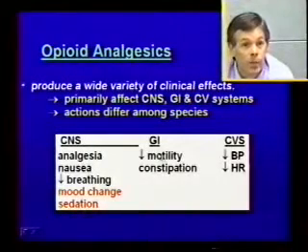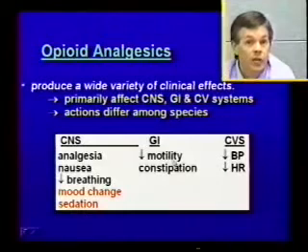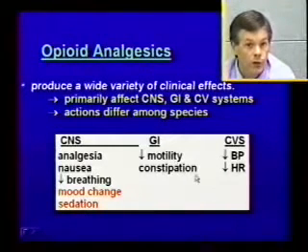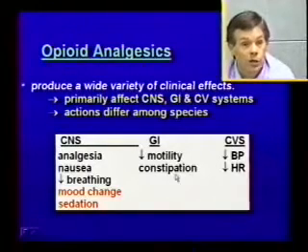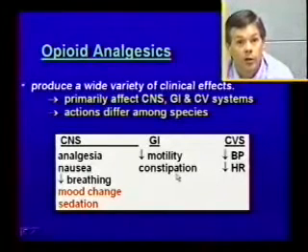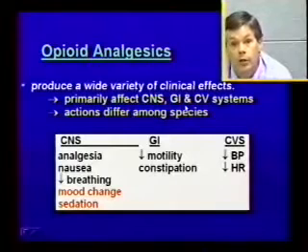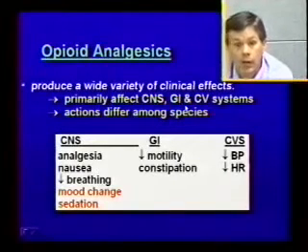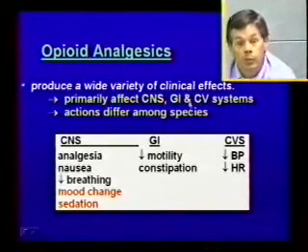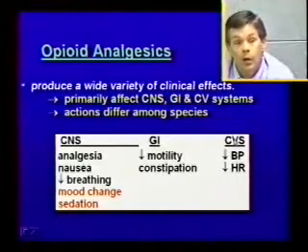The GI effects of the opiates, in general, you should think of these as being suppressant effects in nearly all species. They tend to reduce motility, reduce secretion, and as a result, these agents can cause constipation, and that indeed is a therapeutic indication for their use. These drugs are sometimes used to treat diarrhea in animals, particularly small animals.